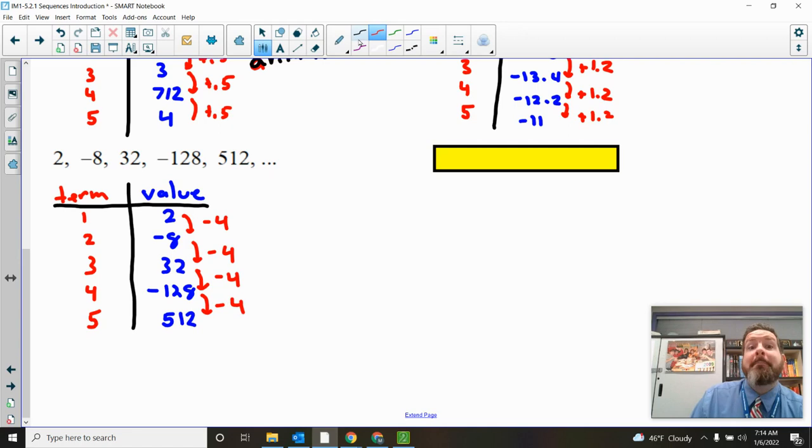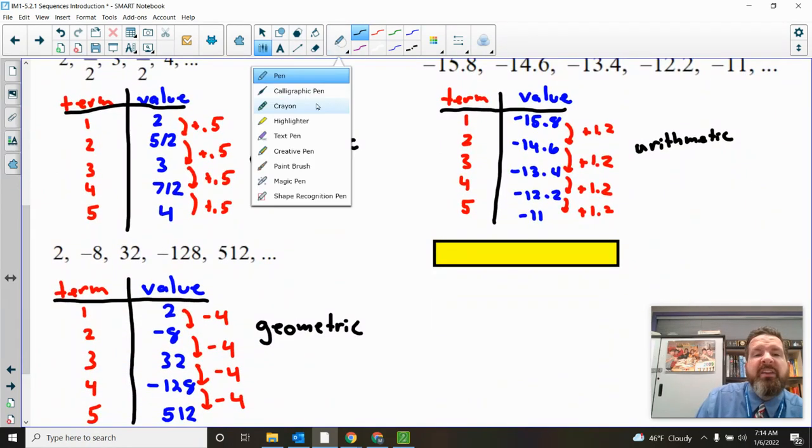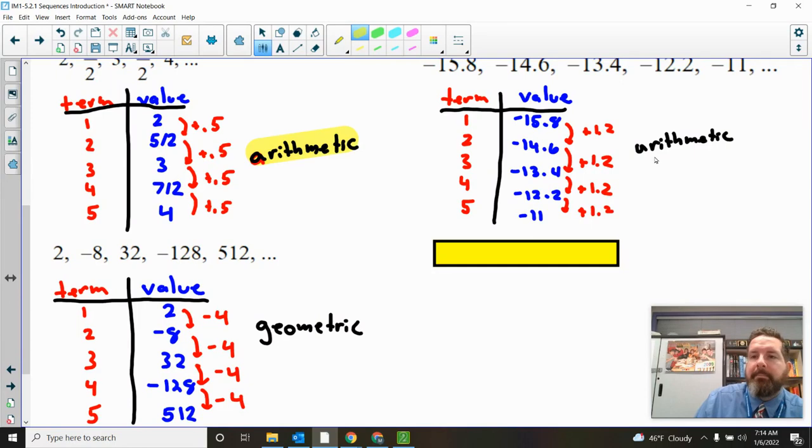So because we're multiplying by the same number each time, yes, this is geometric. And the common ratio is that negative 4. I think, I haven't been highlighting here. Let's highlight to catch up. Bam, bam, bam.